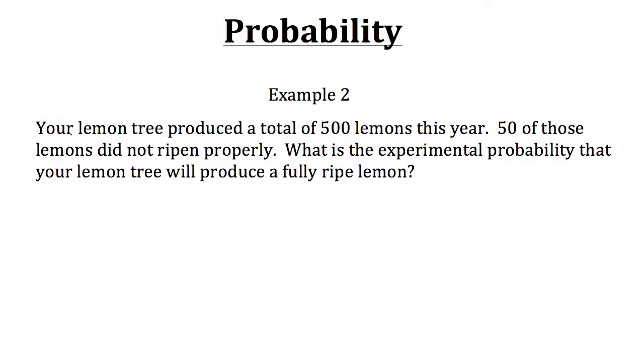So here we have a lemon tree. Now let's say your lemon tree produced a total of 500 lemons this year. 50 of those lemons did not ripen properly. So what is the experimental probability that your lemon tree will produce a fully ripe lemon? Well, if this year you had a total of 500 lemons from your tree, and 50 of them didn't ripen properly, that means we had 450 that did.